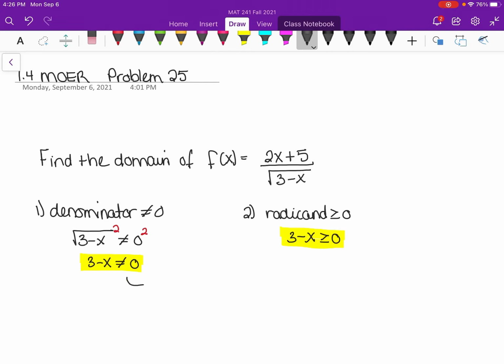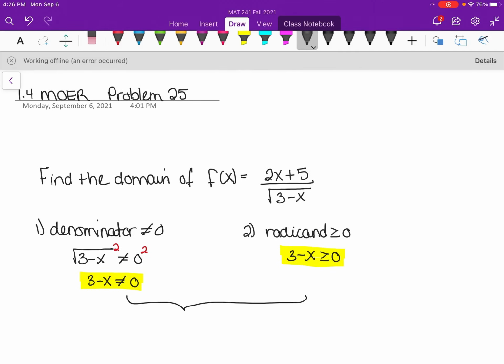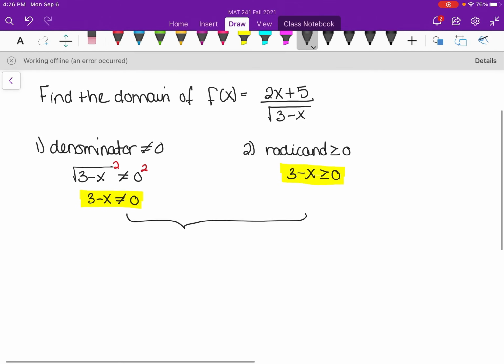So what we can actually do is put the two together. When we put them together, what we end up with is 3 minus x greater than or equal to 0. Remember, it's not allowed to be equal to 0. So we can go ahead and just erase the equal to. And then what we're really solving, when we put the two together, is 3 minus x is greater than 0. Because remember, the restriction on the left gets rid of the equals 0. So all we're left with is greater than 0.